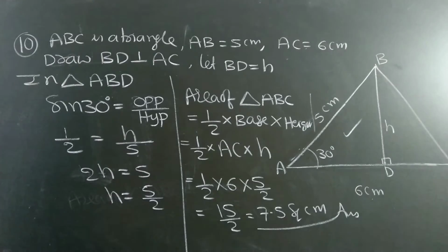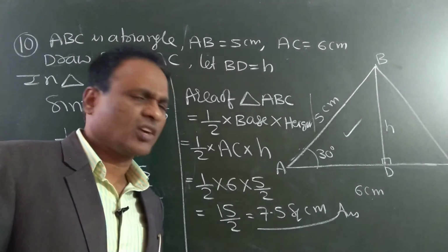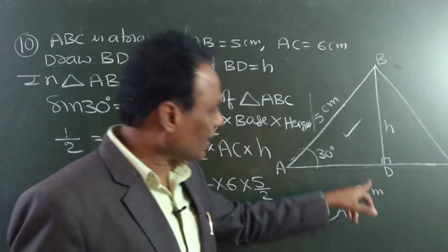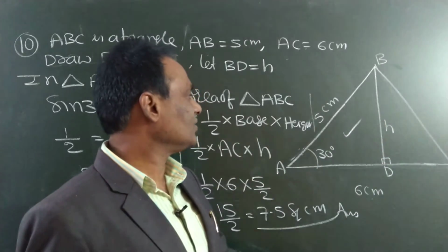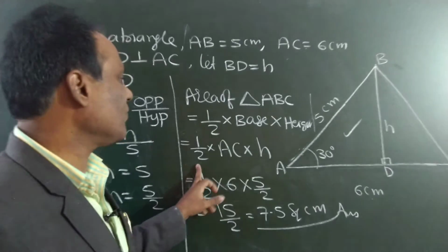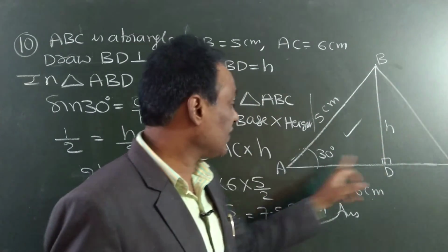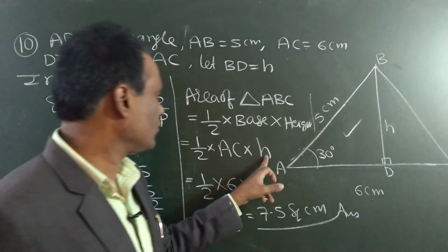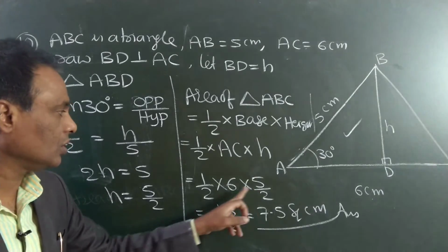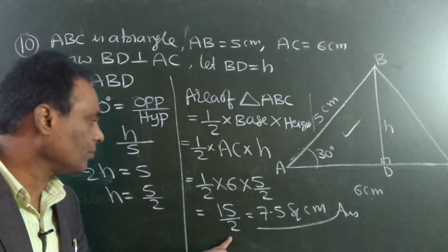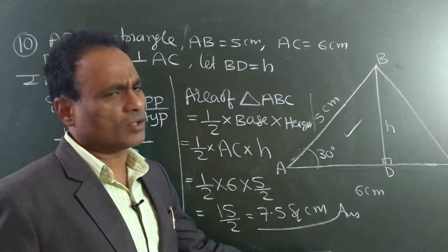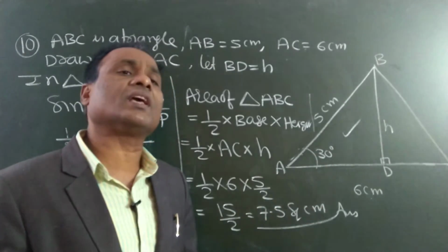Just see the steps, very simple. No need to understand the question separately, because it is not a description. The triangle is already given, the dimensions are already mentioned. Just find the h value, then find the area. That's all. The question is very clear: find the area of this triangle. Half base into height. Base is AC, height is h. AC is 6, h we got here, that is 5 by 2. So 2 1s are 2, 3s are 3, 5s are 15 by 2. You can write 15 by 2 as it is, or you can write 7.5. Area will be in square units, because it is in centimeters. This will be in square centimeters.